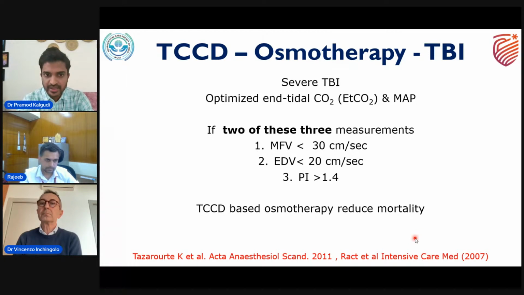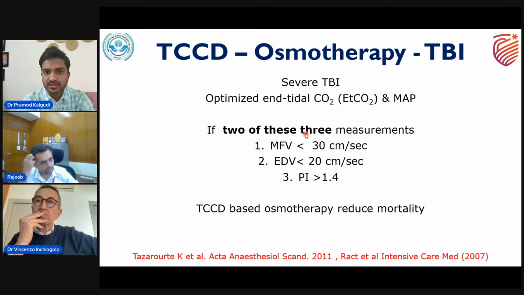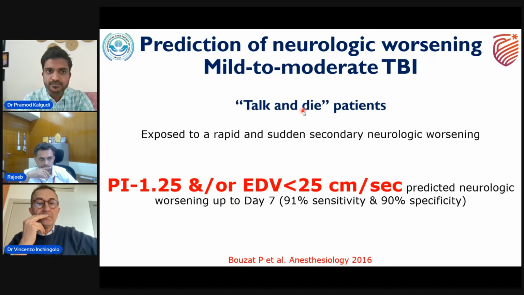So how did they decide when to initiate the osmotherapy? They initiated it when they found two of these three: the mean flow velocity less than 30, the end diastolic flow less than 20 centimeters per second, and the PI greater than 1.4. Keep in mind that these things have to be done after optimizing the end-tidal carbon dioxide or the PaCO2 and the MAP, that is, after resuscitating the patient adequately.